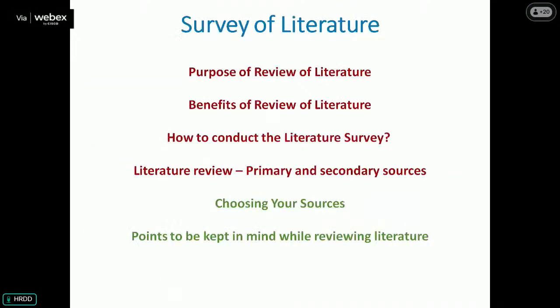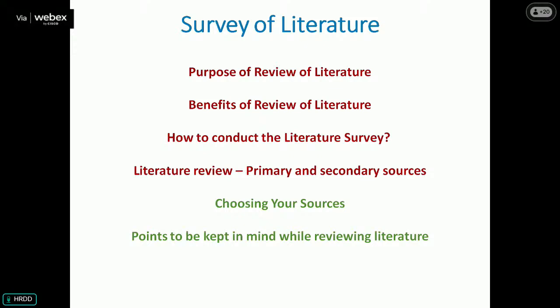Then we went on to survey of literature in the second class, in this research and publication ethics class. So we understood what is the purpose of review of literature. So what was the purpose? If you recall, one was we become familiar with the subject. Okay, if we are not familiar with the subject, we do some literature survey. If we are going into an unknown area, if we do a literature survey, we will study, and then we become familiar with it, and then other points were also there.